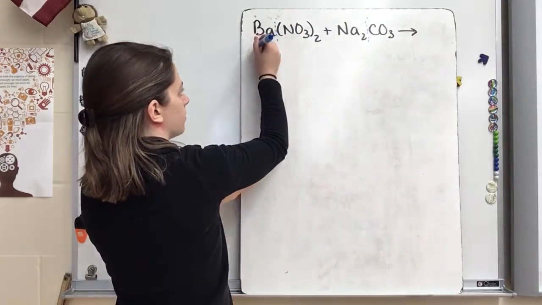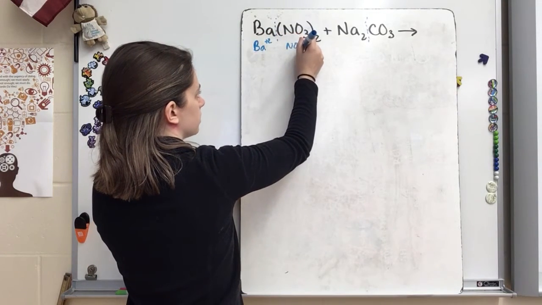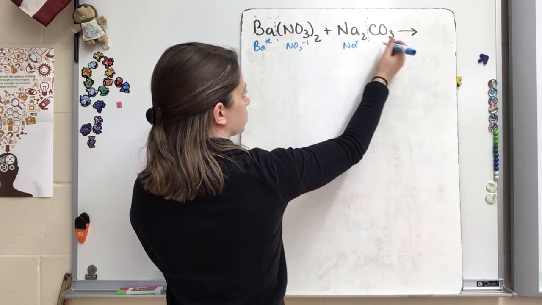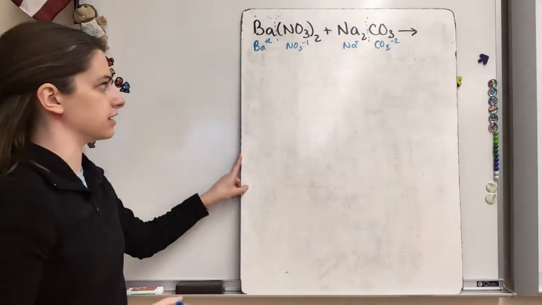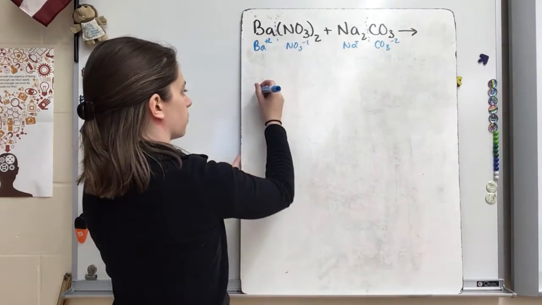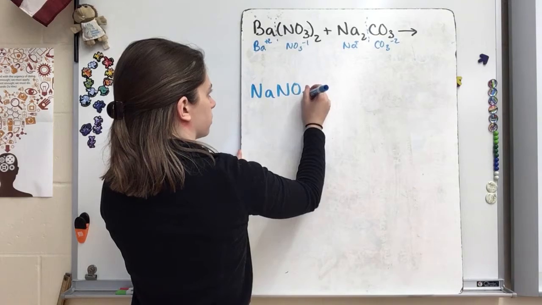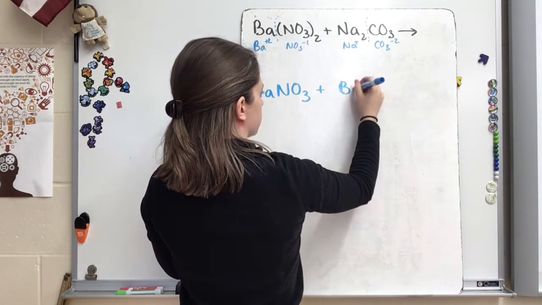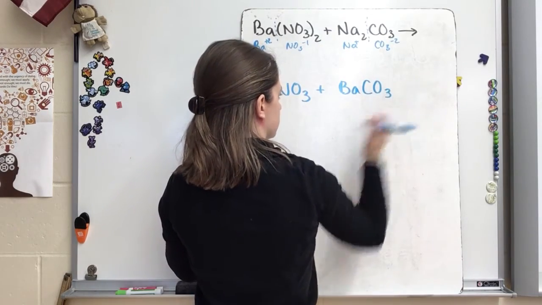So my barium has a +2 charge. My nitrate has a -1 charge. Sodium has a +1 charge, and carbonate has a -2 charge. So those are my ions that I have going on. Now our positives are going to switch. So we're going to form sodium nitrate, so NaNO3, and barium carbonate. Since barium and carbonate have the same charges, it's just going to be BaCO3.